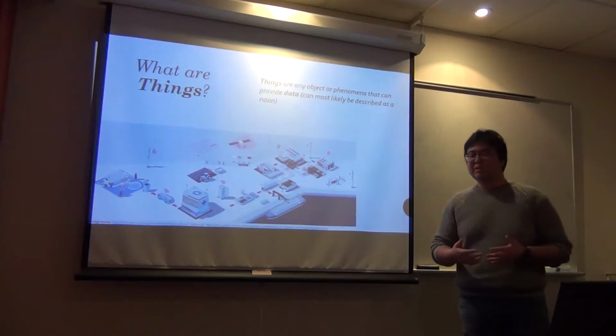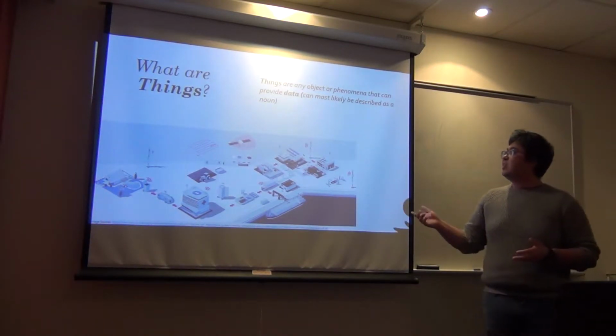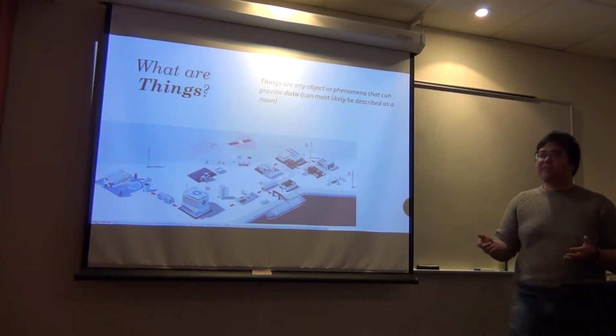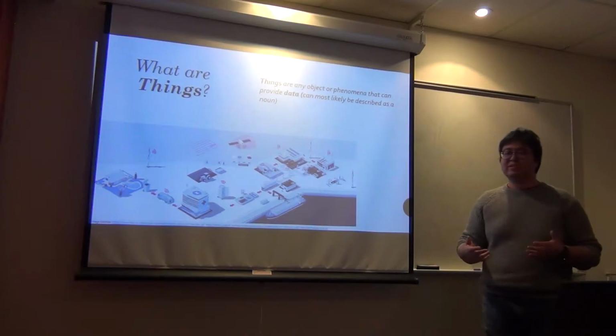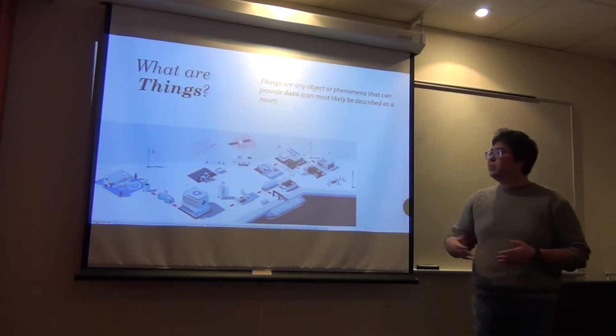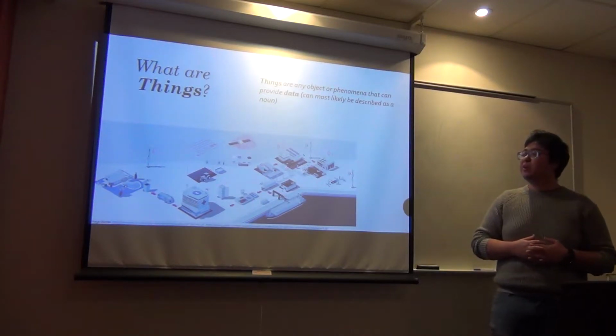The most important part of IoT are the things. Things are any object or phenomena that can provide data. And the way that you can tell what a thing is, is if you could describe it as a noun. Here I have a diagram of a bunch of things connected to each other through IoT.